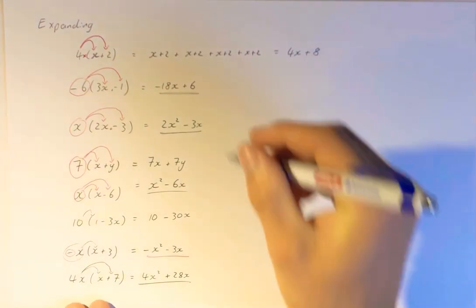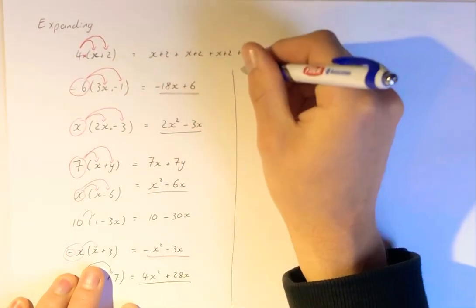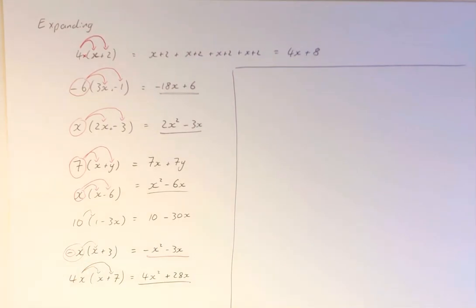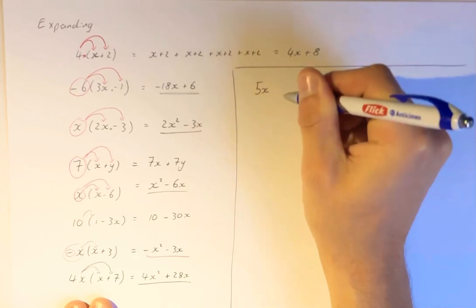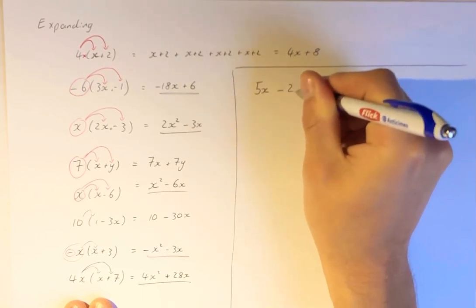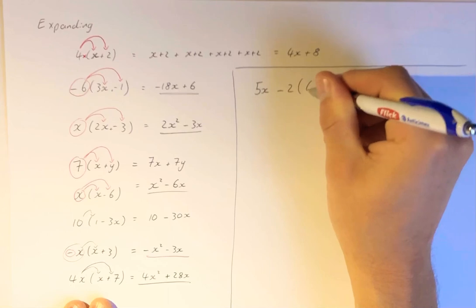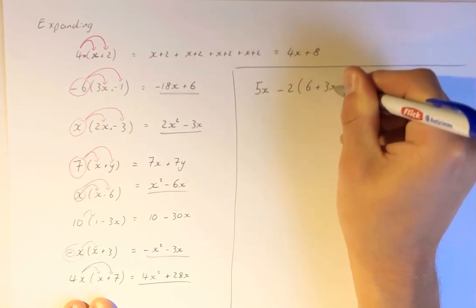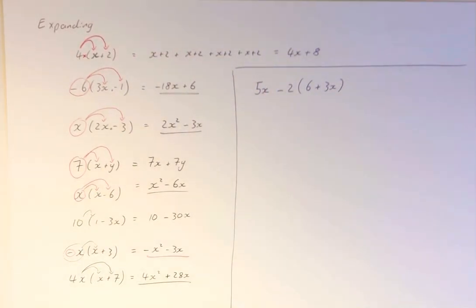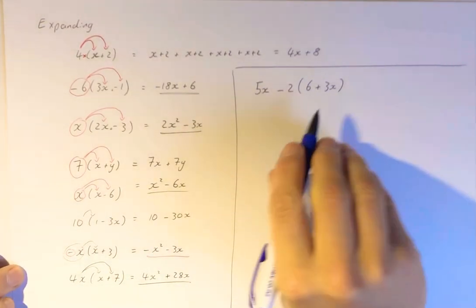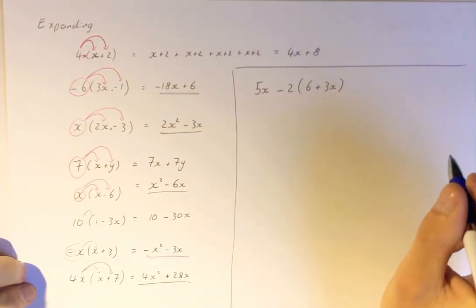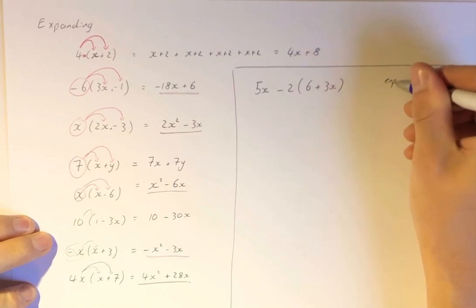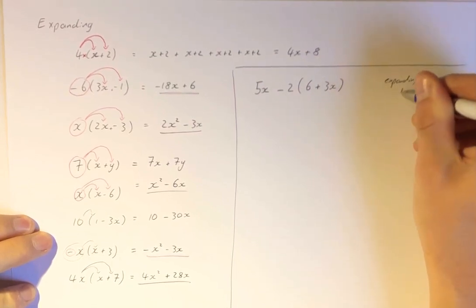Alright, I'm going to give you a couple wee extension ones now. I know we've done this in class, but I'll hit you with something a little challenging. So what if I had 5x take away 2 lots of 6 plus 3x? How's that going to look? Well, the first thing you want to do is you want to get rid of brackets. Okay, let's expand this whole thing. This is called expanding and simplifying.